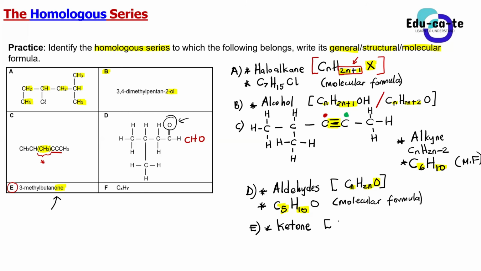CnH2nO. So this is CnH2nO. For this one, I will not ask you the molecular formula because we haven't started with the naming part yet. All right. Okay.